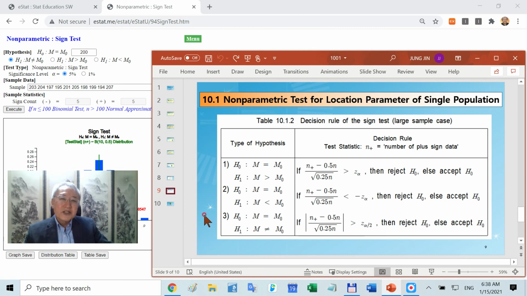I hope you got some idea what a non-parametric test means. We just transformed to some sign data, and we are checking something reasonable about H0 being true. In this case, we expect half and half. If the number of plus signs is close to the middle, we'll accept. Depending on the alternative hypothesis, if it is located at the corner, we'll reject. Next class, I'm going to introduce another testing.